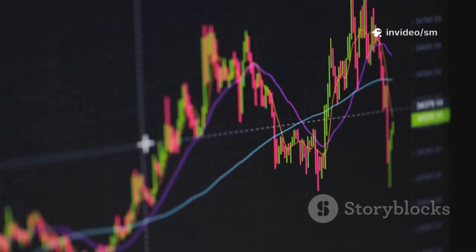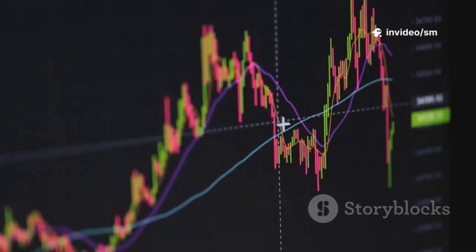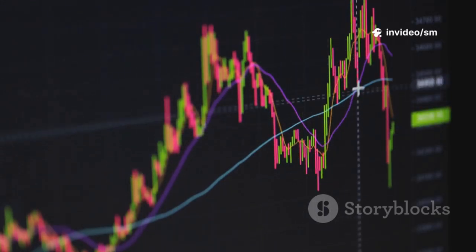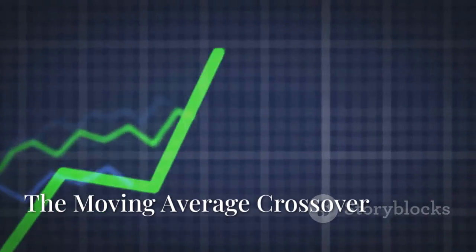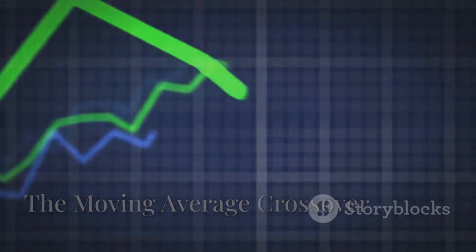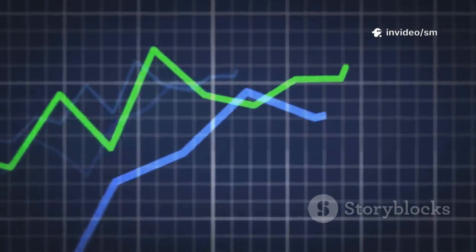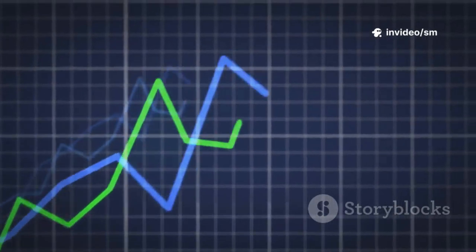We'll cover moving averages, support and resistance, and breakouts, giving you a solid foundation to analyze charts with confidence. Let's jump right into the first strategy. First up, let's dive into the moving average crossover, a classic, visual way to spot trend changes in the market.